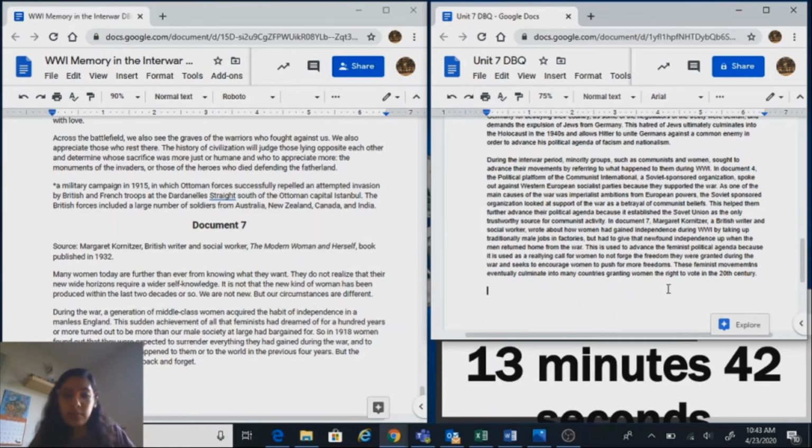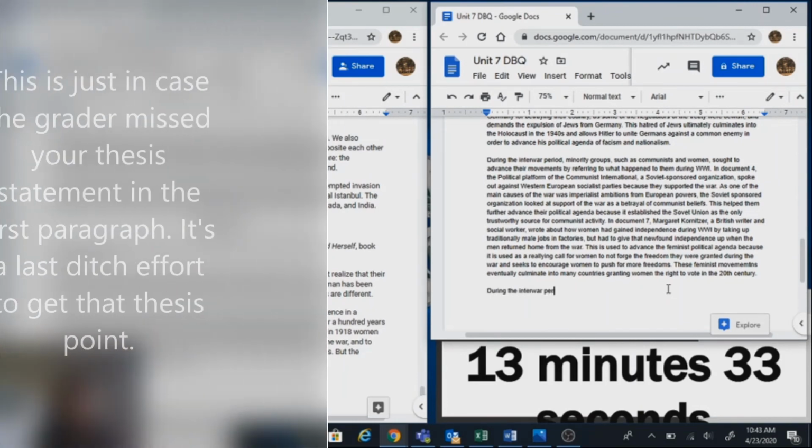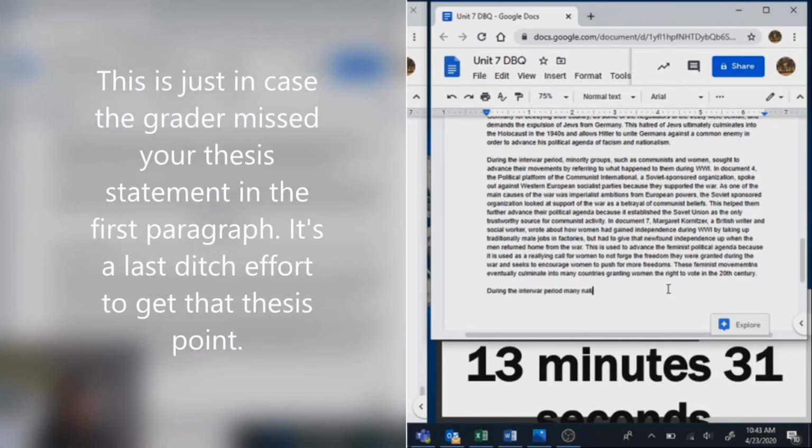Now I'm going to write a conclusion, and that conclusion is just rephrasing your thesis, but kind of in a different way. I don't like to repeat myself, so I do it in a different way.